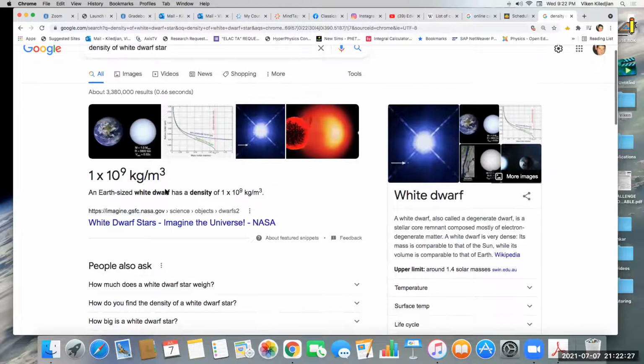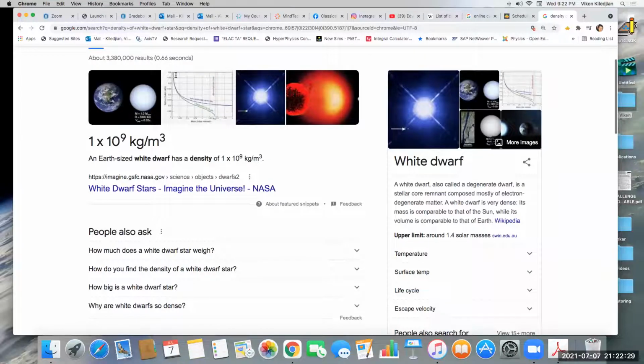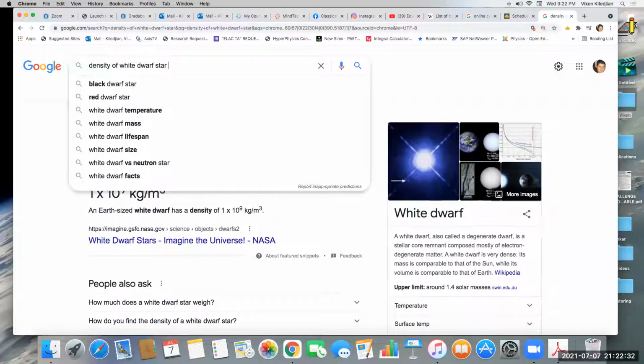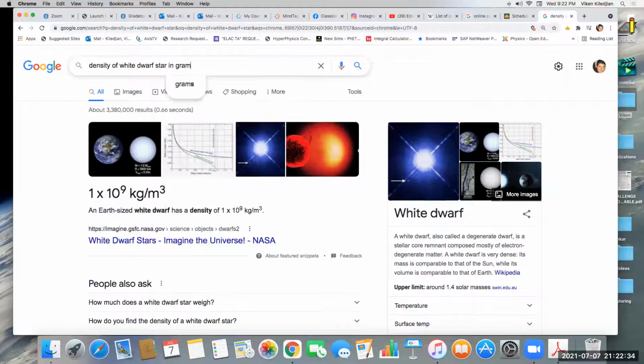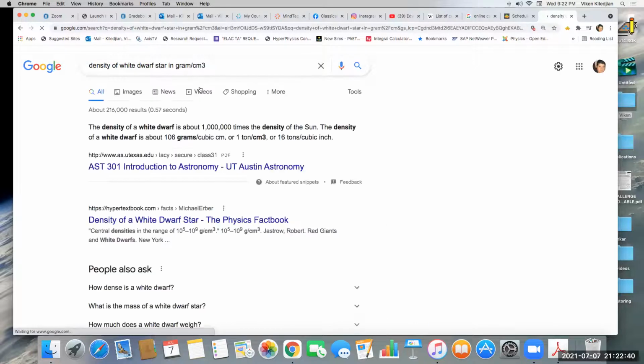But in terms of grams per cubic centimeter, because that's the units that they're having us calculate, the density of a white dwarf is about 10 to the 6th grams per cubic centimeter.